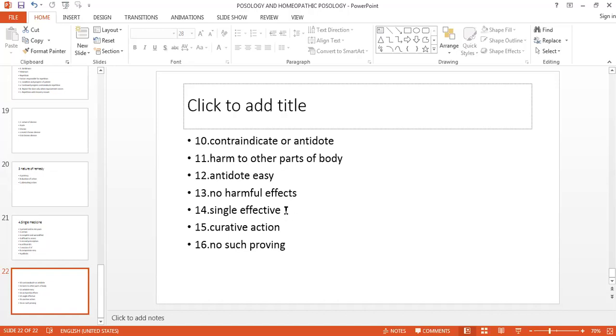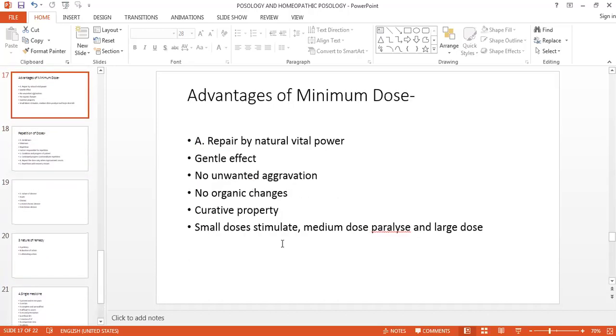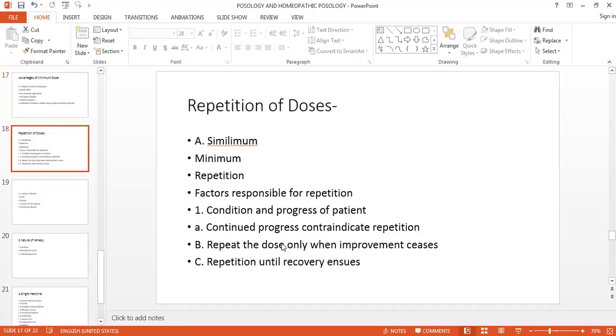Always say that single is effective. We can judge the curative action of that medicine, and of course the proving we have done on the single medicine, and hence we have to give the single medicine at a time. So all these points that we have discussed in the posology related to the potency, related to the dose, and related to the repetition of the doses, they are important for your practice and for your academics also.